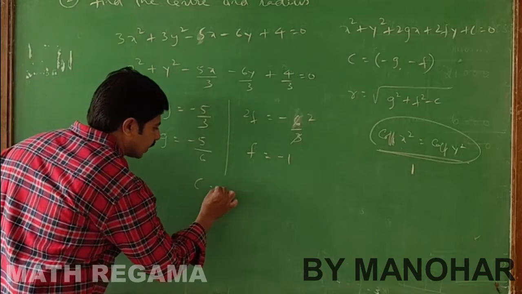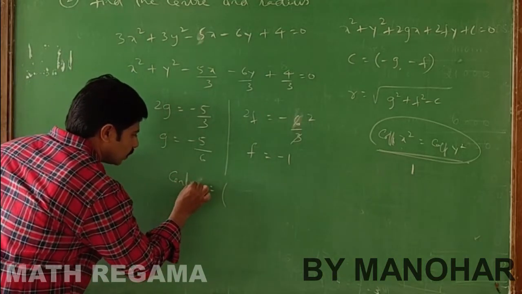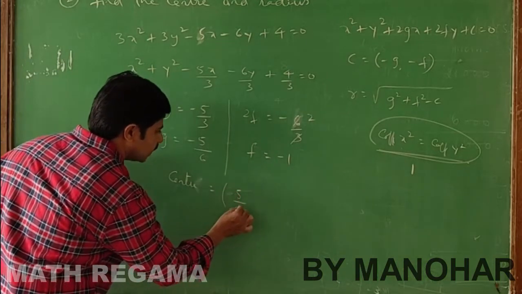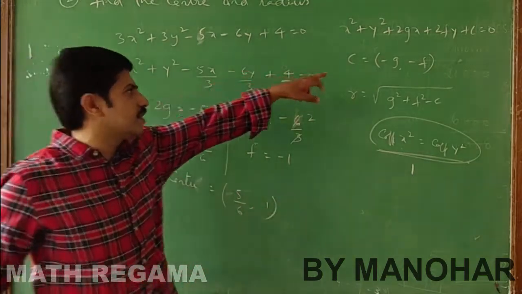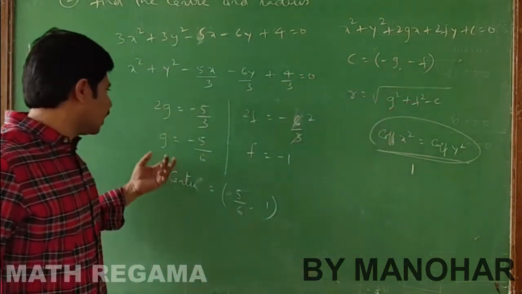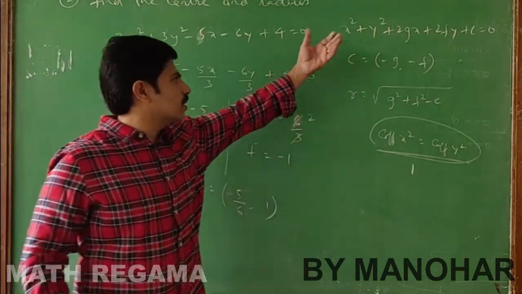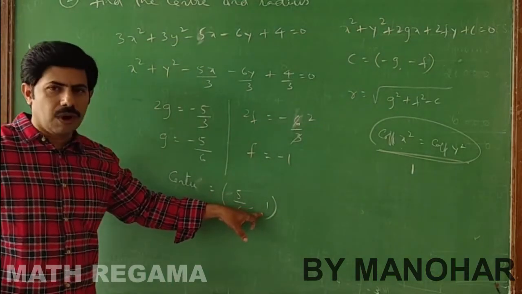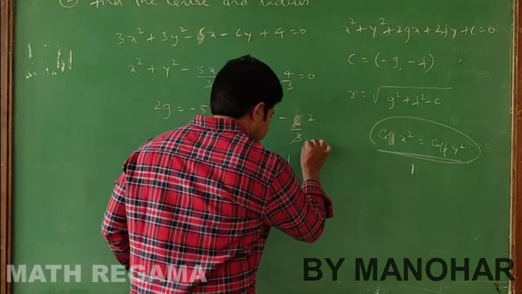Now we got the center. What is the center? The center is minus 5 by, sorry, not minus 5 by 6, it is 5 by 6 comma 1. Why 5 by 6 comma 1? Because the center is minus g comma minus f. When I substitute minus 5 by 6 for g, this will become plus, and minus 1 for f will become plus 1. So the center is 5 by 6 comma 1. After that, we have to find out the radius.